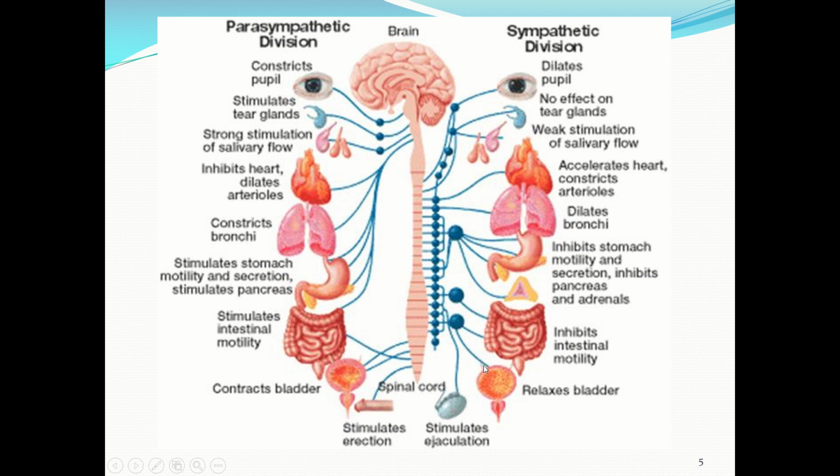And then it will relax the bladder so that you're not really focusing on the need to go urinate. You could deal with that later, right? You're stressed out. And then as far as the genitals are concerned, the parasympathetic is necessary to stimulate erection of both penis and clitoris. And then the sympathetic division is going to be necessary to stimulate orgasm, ejaculation.